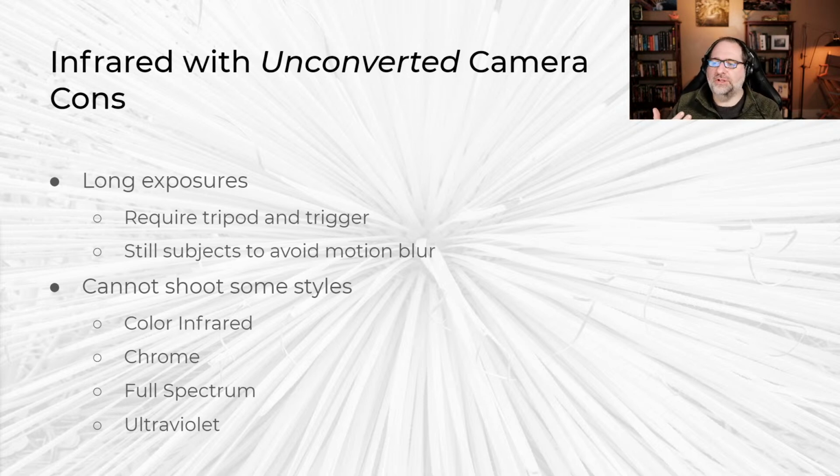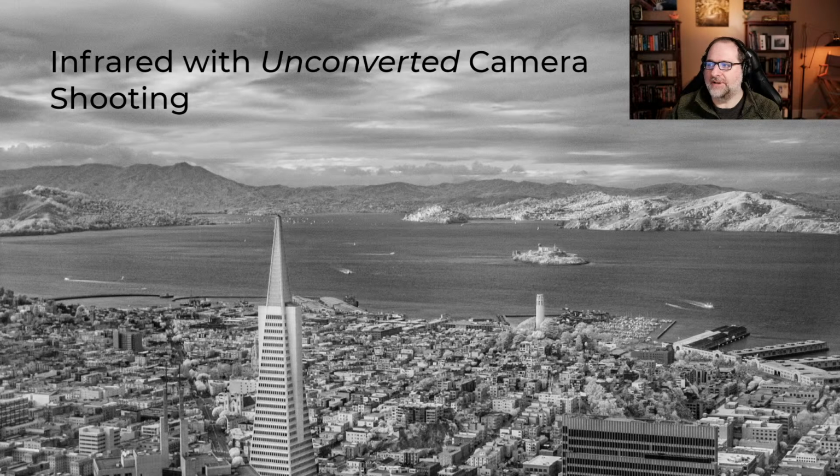And then you're limited in what you can shoot. You won't be able to shoot some of these more colorful styles like the color infrared, chrome, full spectrum, or the ultraviolet. So those are some of the limitations of working with an unconverted camera. Basically, probably the camera you already have now. So coming up, I'll show you how to shoot and edit with an unconverted camera. But before we get into that, let's first talk about what it looks like to convert a camera for infrared and why you might want to do that.